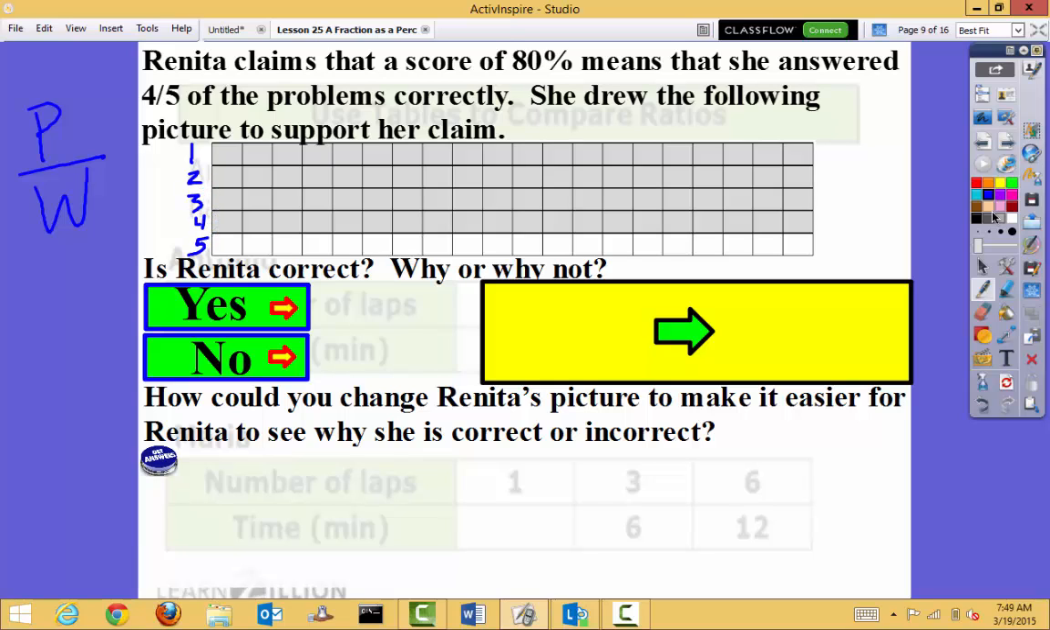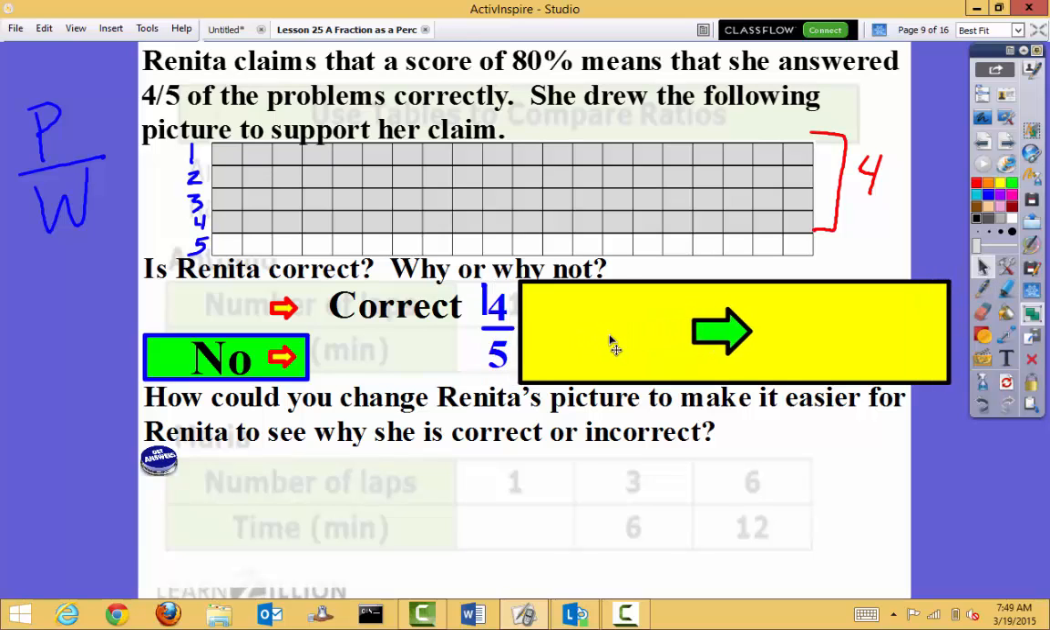And how many of those rows did she shade in? Well, she shaded in 4 of them. So here I have 4 parts out of 5. So let's see. Is she correct? Well, my answer is yes, she is correct. How do I know that?